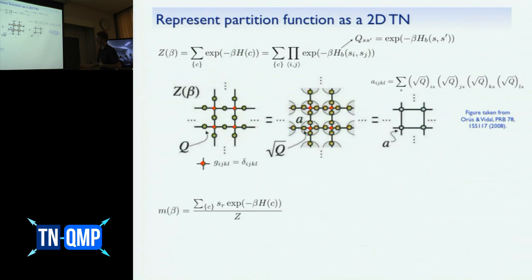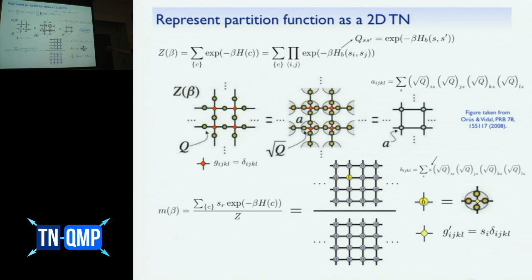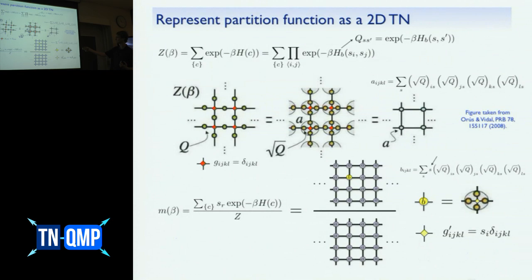Then very similarly, the magnetization looks very similar, right? The partition function is given by this square lattice network of A tensors, and for the magnetization, we just have one different tensor here, this B tensor, where we want to measure the spin configuration. So here we introduce this S, which is up or down, depending on the local spin configuration. So this B tensor can be seen as an impurity tensor that we add here.